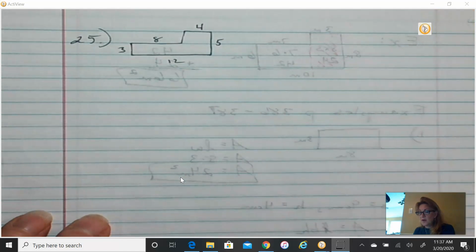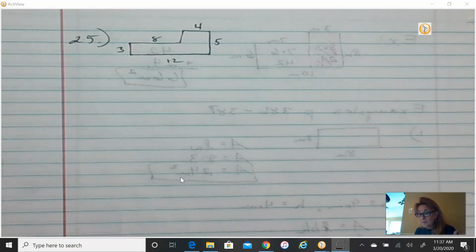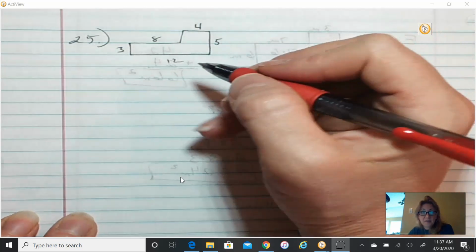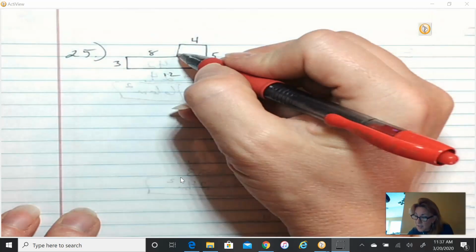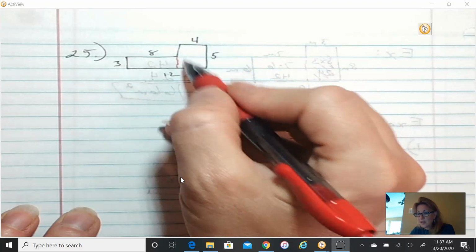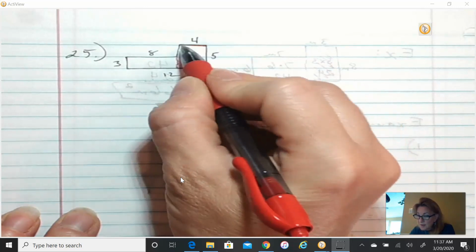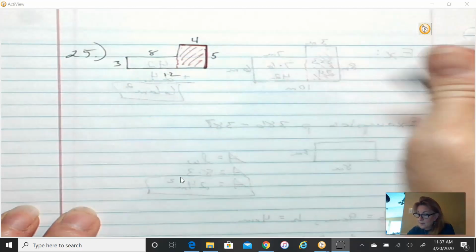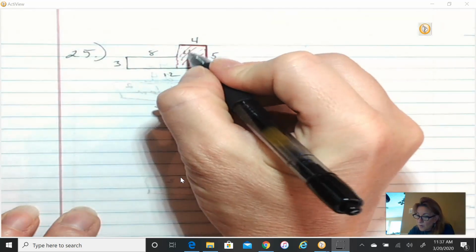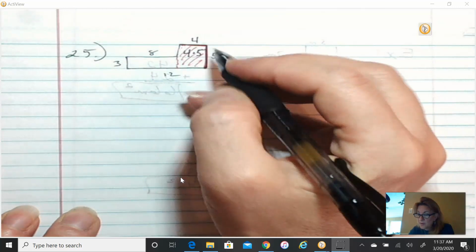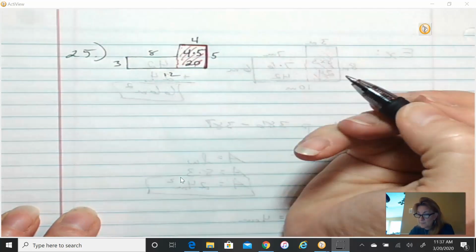Okay, what you want to do is find a way to block this off, and there's no right or wrong way. Just find a way to block it off, and then you can start doing your multiplication. For this one, I would block it off right here. Now you can see here's a figure and here's a figure. You have this side and this side for this whole box here. That would be 4 times 5. See? 4 times 5. That would give you 20.